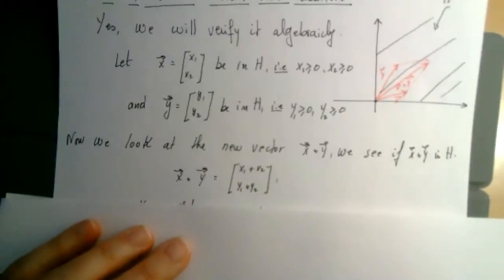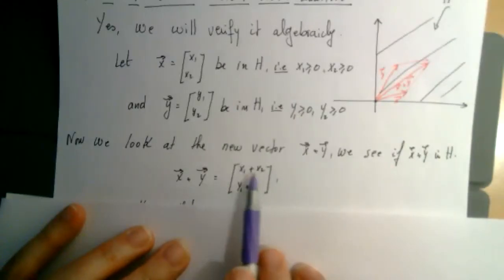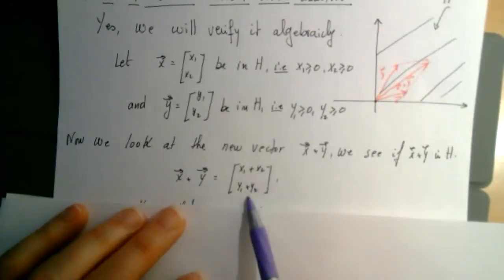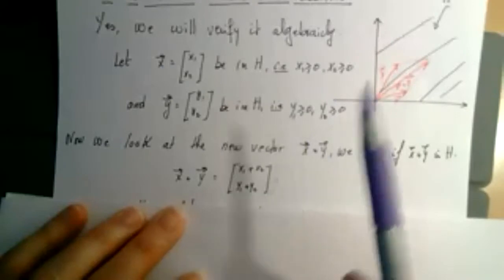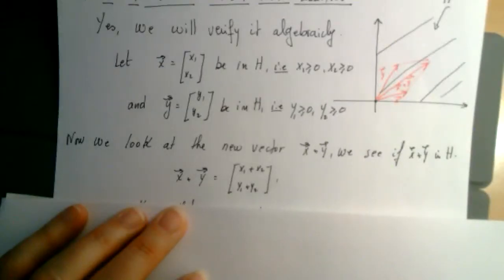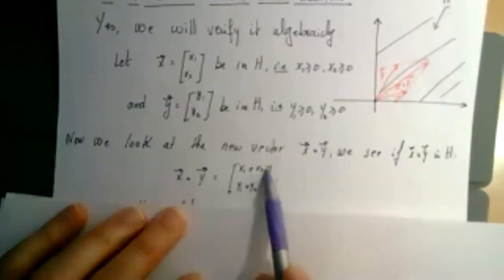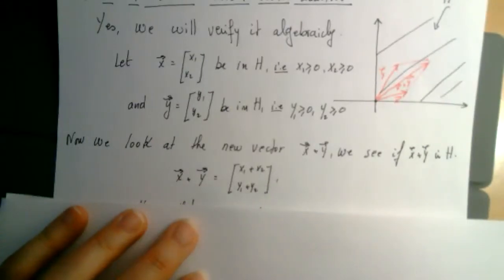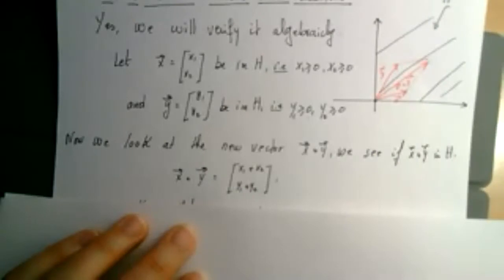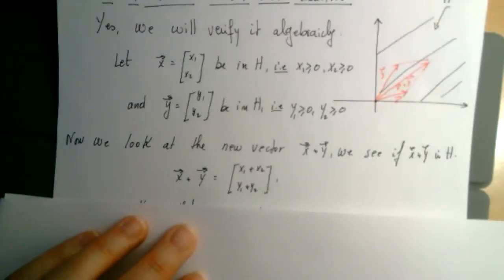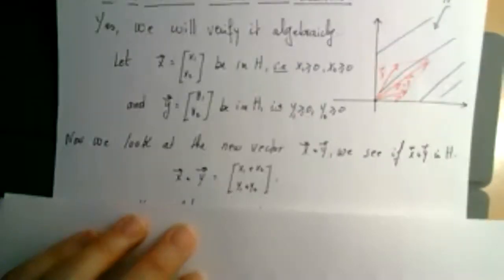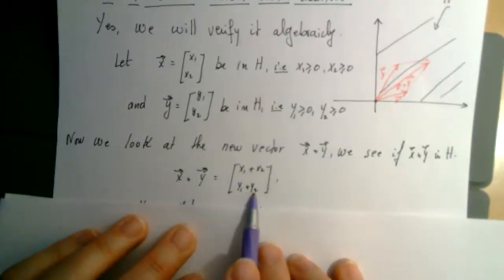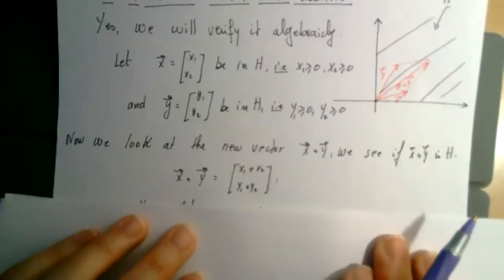So I add them, I get x plus y, with components x1 plus y1, x2 plus y2. Will this new vector have the property that the vectors in H have? It means, will its first component be positive and the second component be positive? What do you think? Yes. Because, and now I want the algebra, if both the x's and both the y's are greater than 0, then the sum of two things greater than 0 will also be greater than 0.